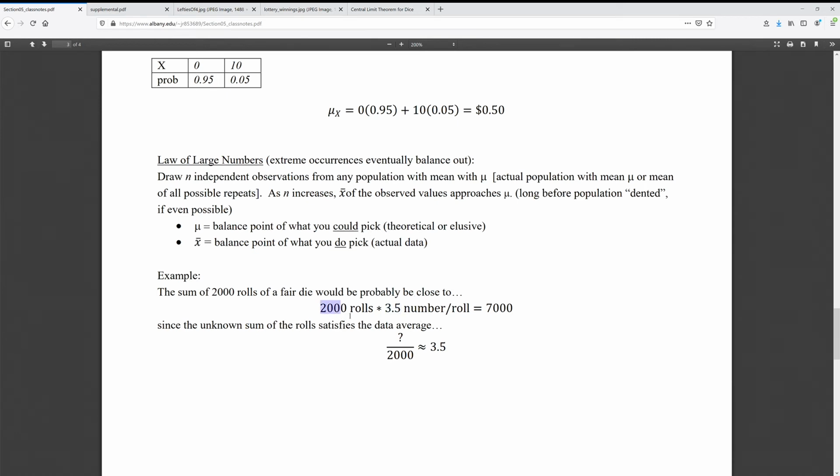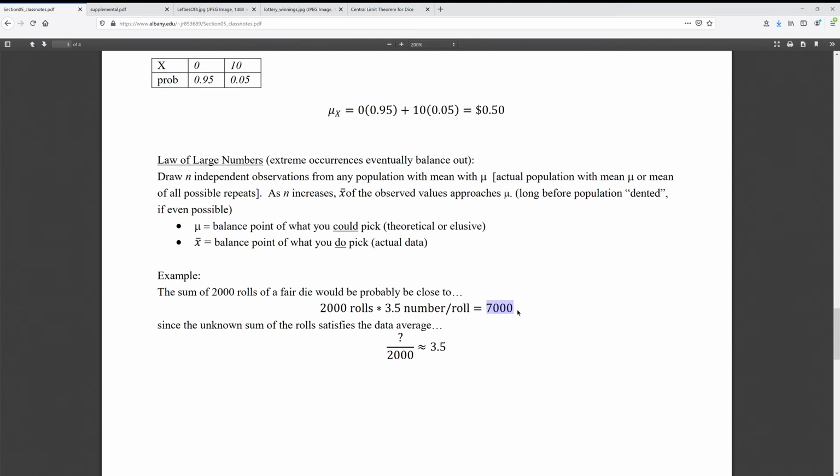So the larger the number of repeats is, the more likely it is that they're going to average up to about 3.5. So we'll just reverse engineer it. 2,000 rolls times probably about 3.5 per roll is, numerically, 7,000. So if you add together 2,000 rolls of the die, you'll probably get about 7,000. Notice, by the way, all this does is reverse engineer.